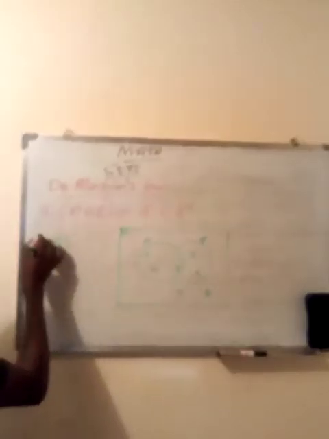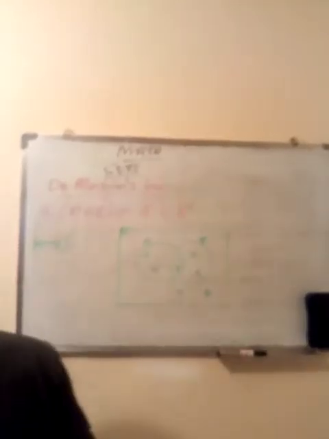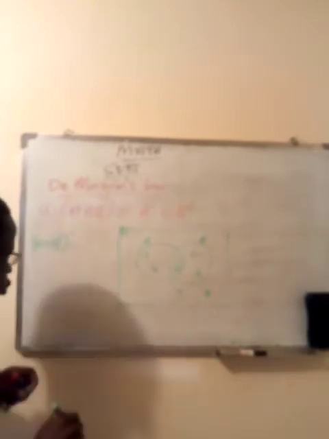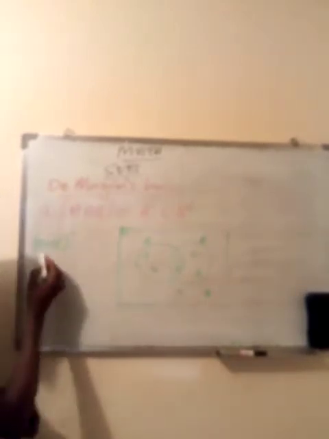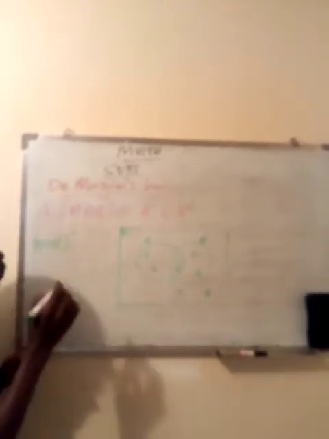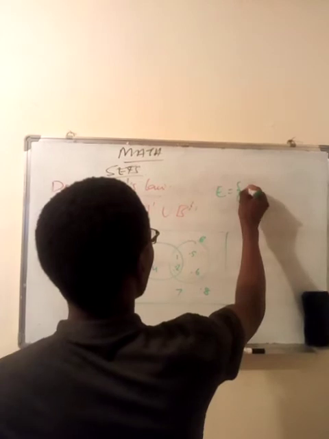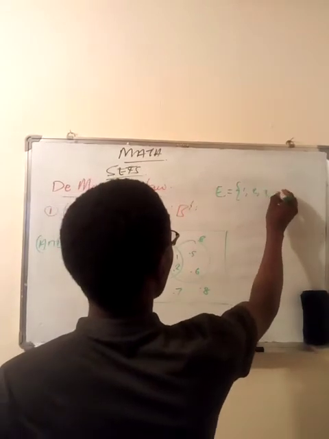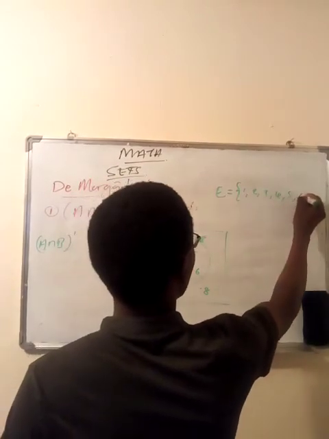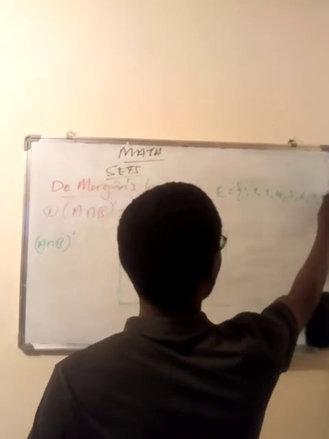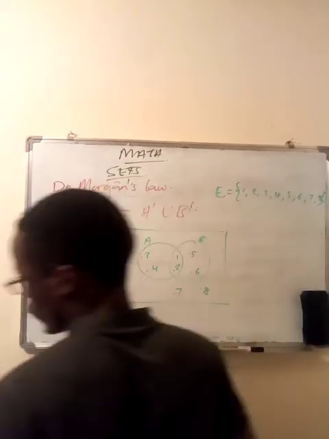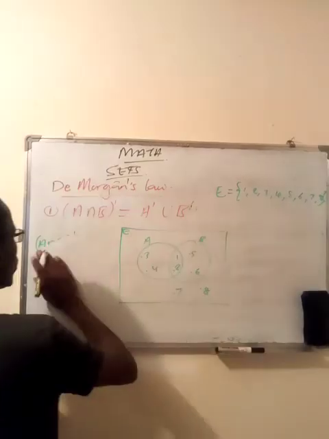Then let's put them together. We find A complement union B complement. What are we going to have? We combine the sets that we have. We combine A complement and B complement. In B complement, we have 3, 4, then there's 5, 6, 7, and 8. Okay? So that is A complement union B complement.